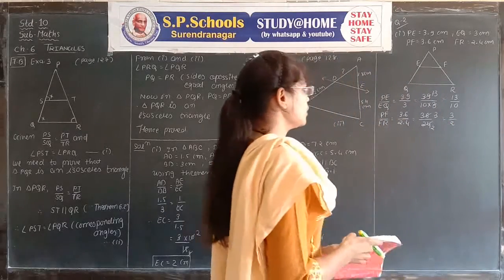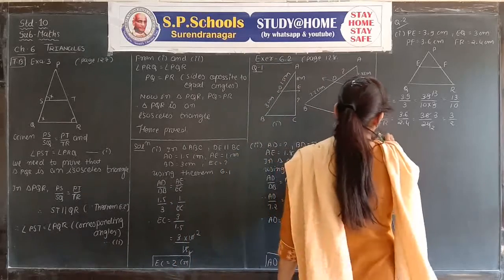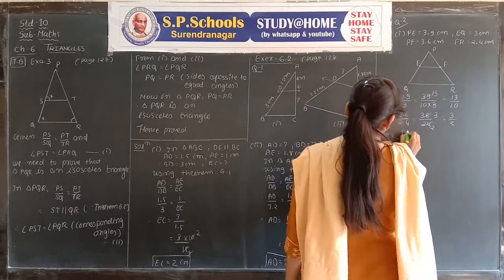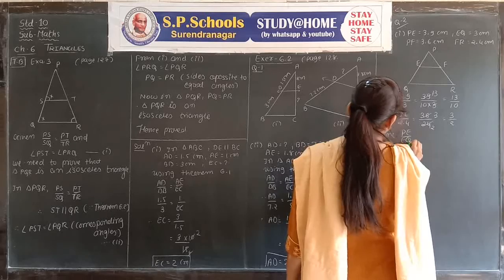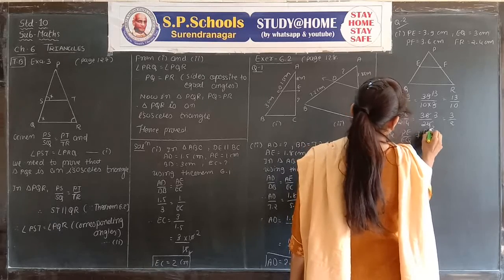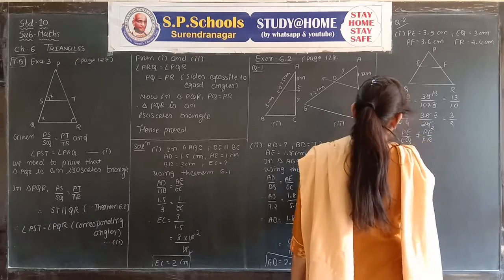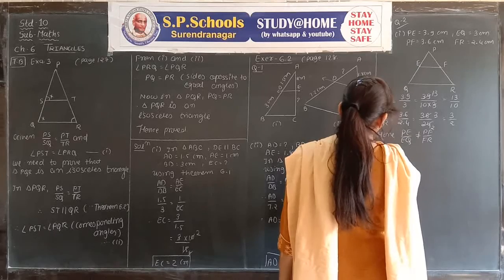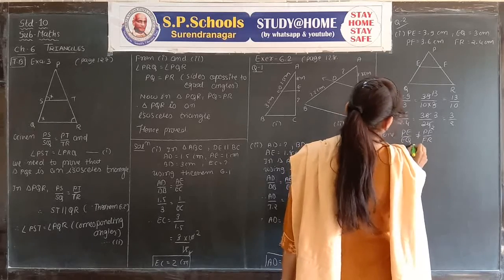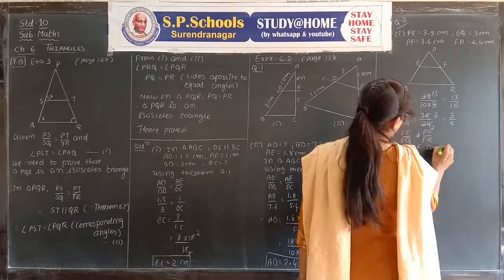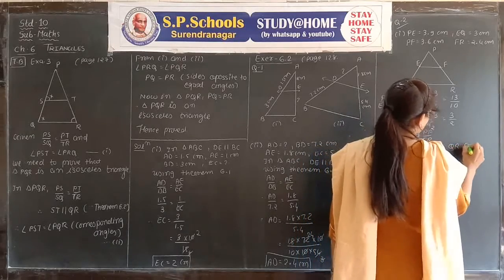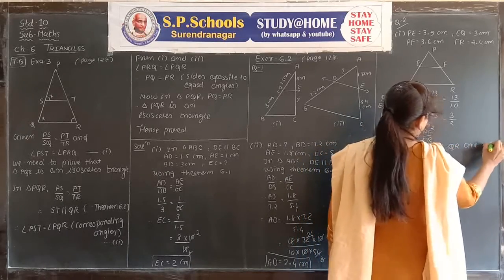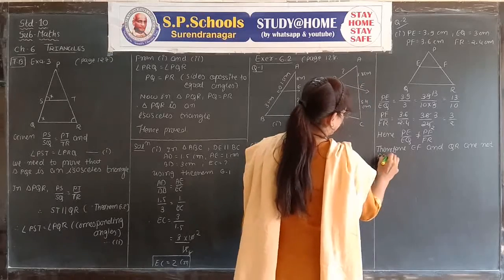Here the ratios are not equal. PE upon EQ does not equal PF upon FR. Therefore, EF and QR are not parallel.